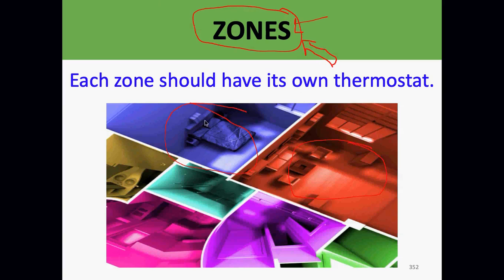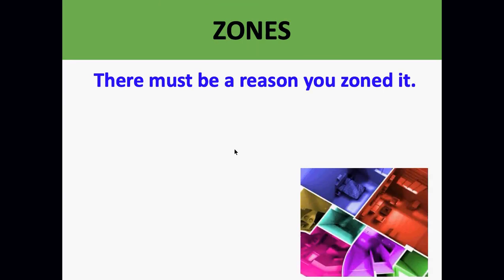But in real life and in higher end construction, you may want to put in different zones. Upstairs has a different thermostat than downstairs. So just be aware, each zone should have its own thermostat. But the key is there must be a reason you zoned it. Don't zone just to add extra thermostats. It's going to cost more than it will save. There is a heat and cooling loss every time you zone a piece of equipment.